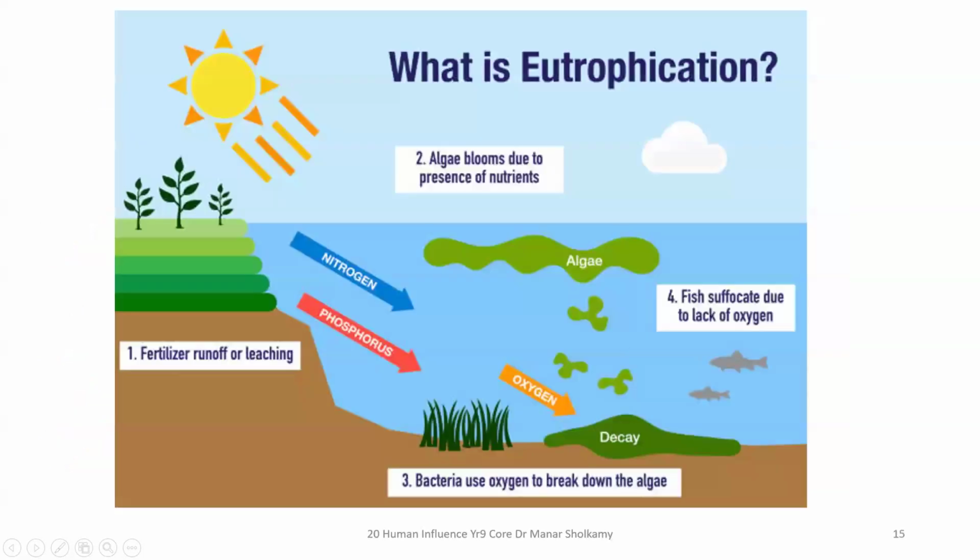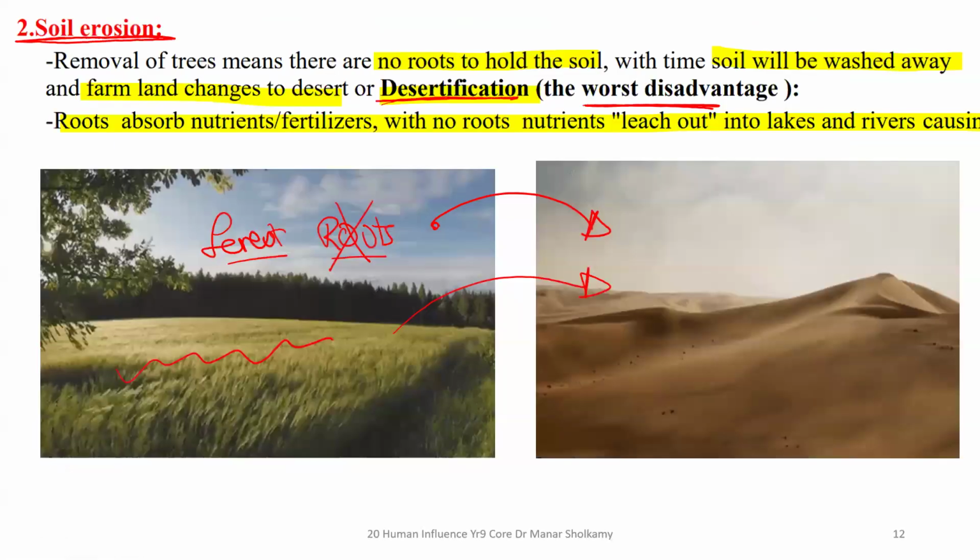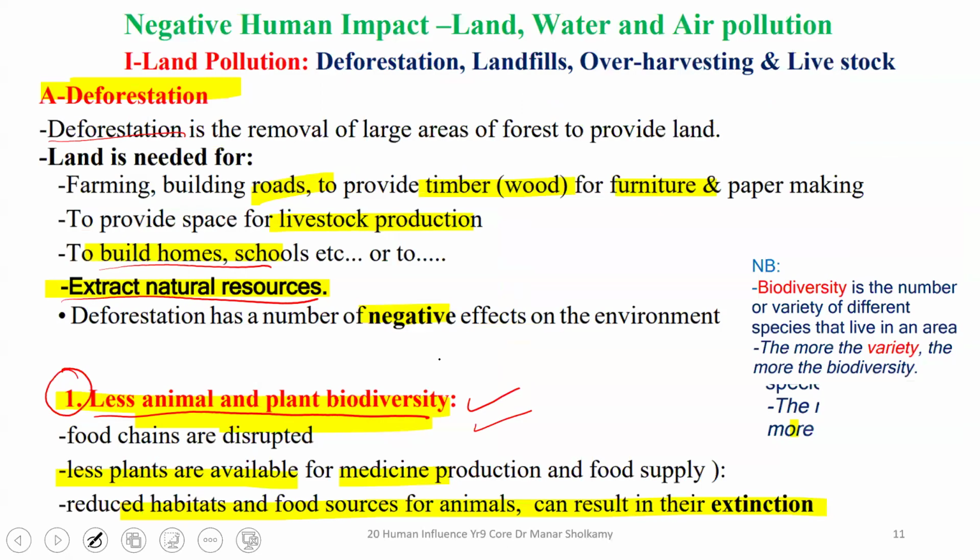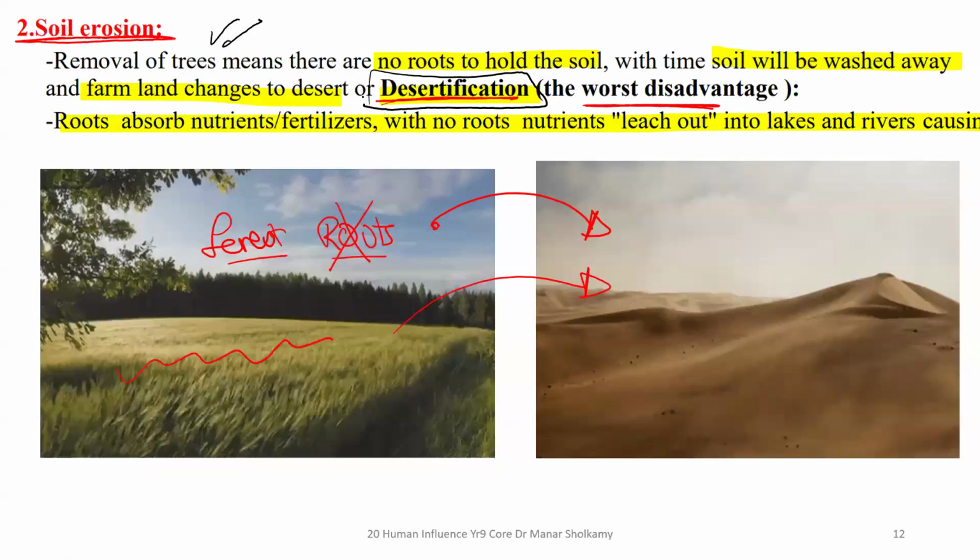So let's go back to deforestation. Deforestation means cutting down trees. And this has no advantages, it's only filled with disadvantages. Less animal and plant biodiversity. I'm going to cause soil erosion. When the soil is eroded, I'm going to create a desert. This is called desertification, which is a horrible disadvantage.